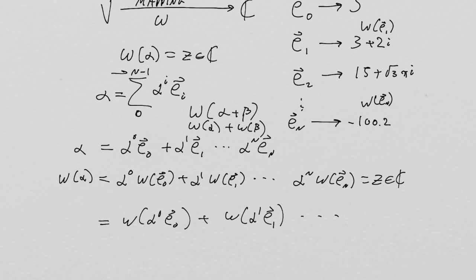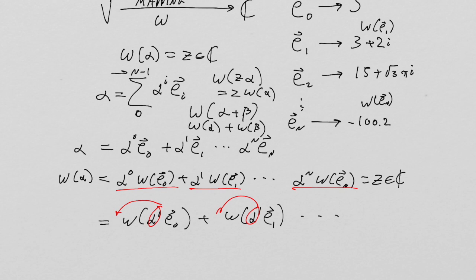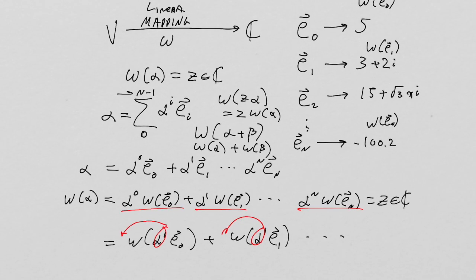And then because it's linear, it's also true that omega of a complex number z times a vector alpha is going to equal z times omega of the vector alpha. And that allows me to take the alpha 0 and bring it out front, the alpha 1 and bring it out front. And that's where these terms all come from. So that's what linearity is, and linearity is absolutely crucial. You have to have this all be linear or it doesn't make any sense. Okay, so that is how you create a mapping from your vector space to the complex numbers.